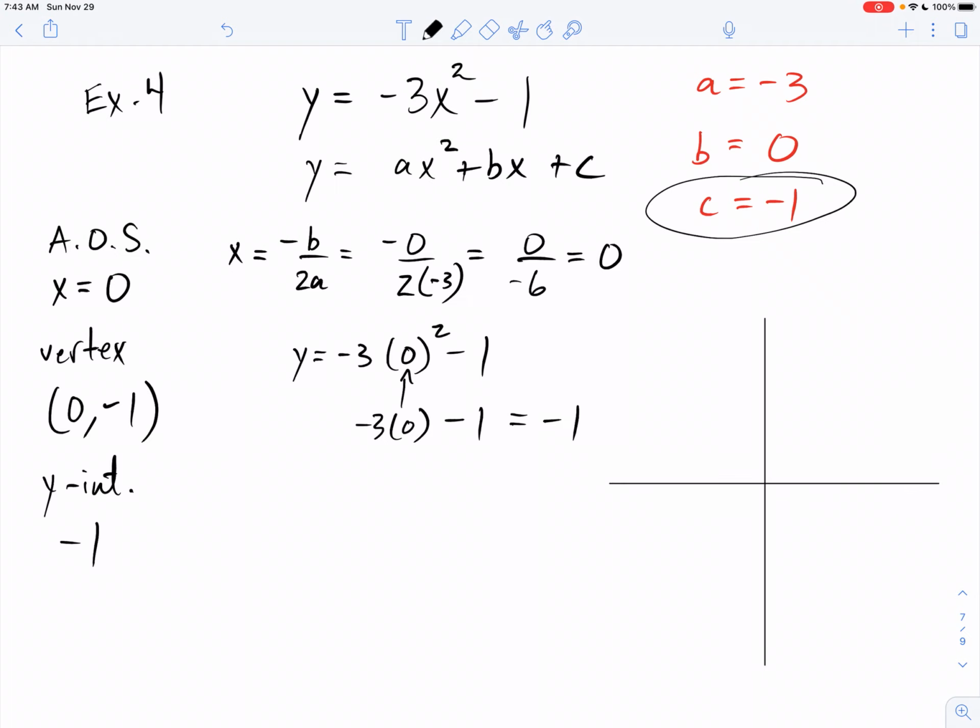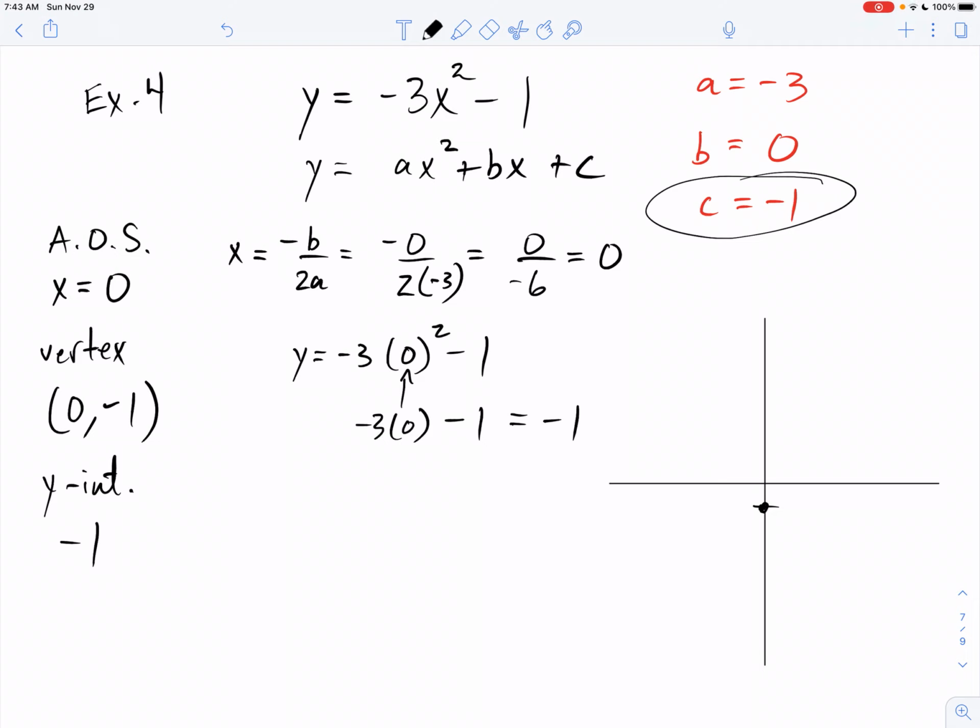But let's put the pieces together. My vertex is at 0, -1. So that means I'm not going to go sideways at all, but I am going to go down 1. So I have a dot. And then I look at that and I say, wait a minute, that dot is the same as my y-intercept. How can I sketch a graph if I only have one dot? I can't. But what I can do is plot any other point and connect the dots.